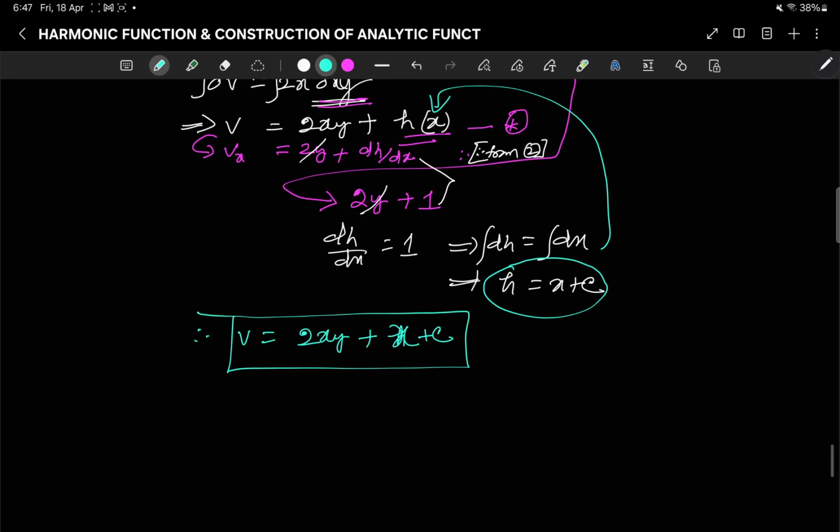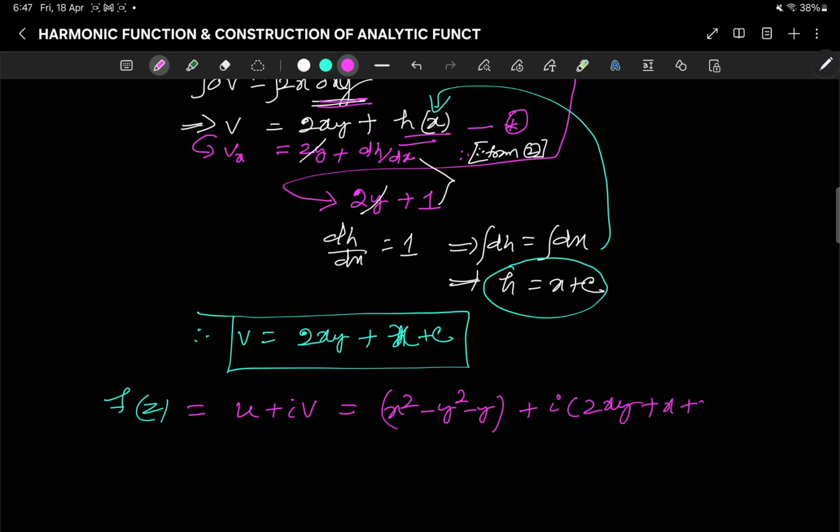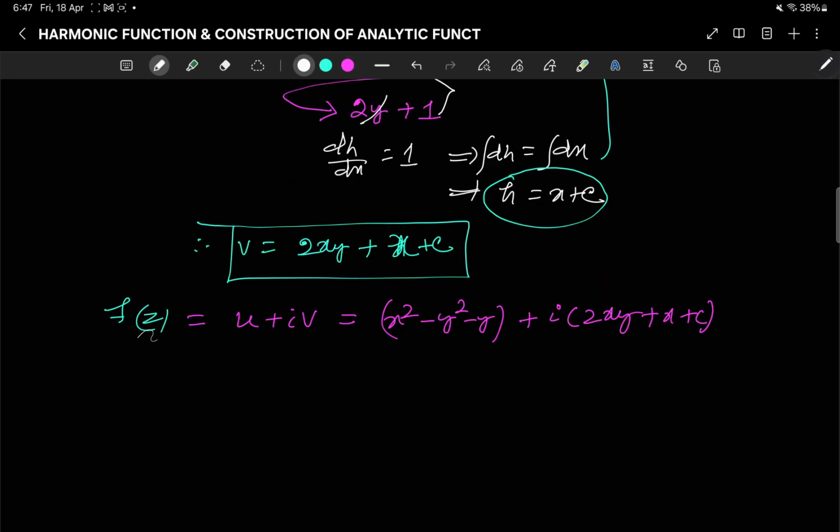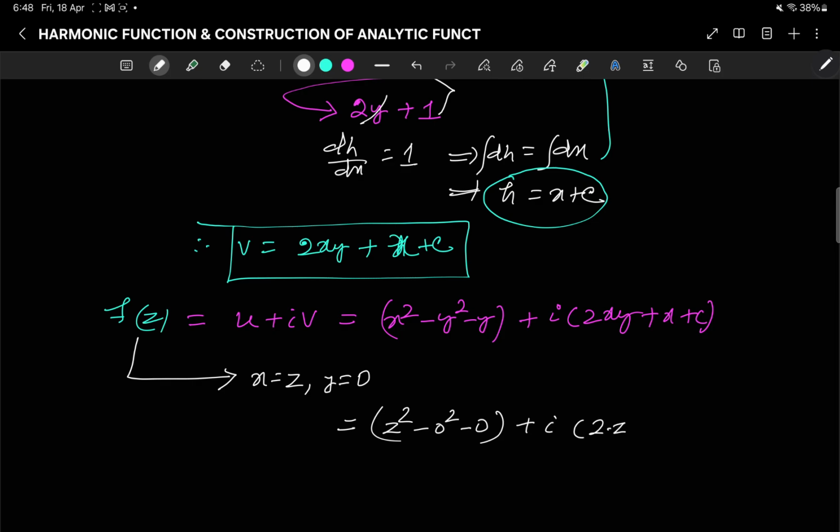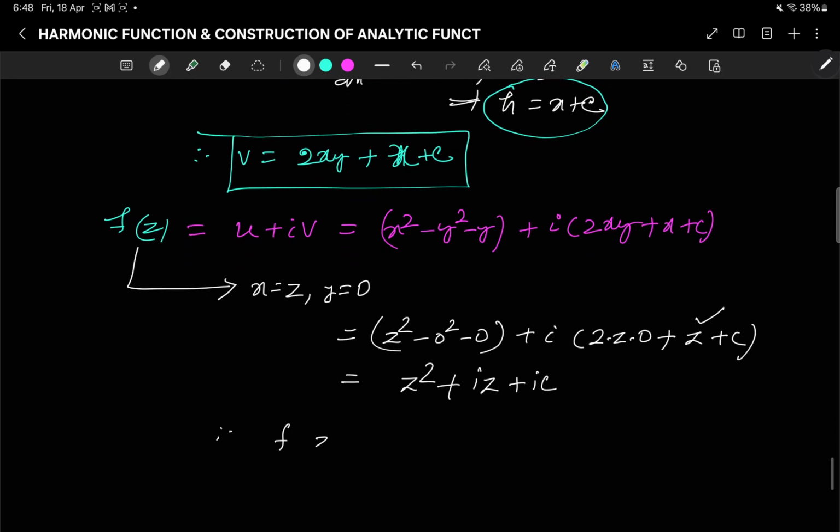After getting v, what is my fz? Fz is equal to u plus iv. This u is x square minus y square minus y, and my v is 2xy plus x plus c. Now you have to write it in the form of z. From the viewpoint of z, you put x equal to z and y equal to 0. So I am getting z square minus 0 square minus 0 plus i times 2 into z into 0 plus z plus c. So this is z square plus iz plus ic. Clear? Therefore fz is equal to z square plus iz plus ic.